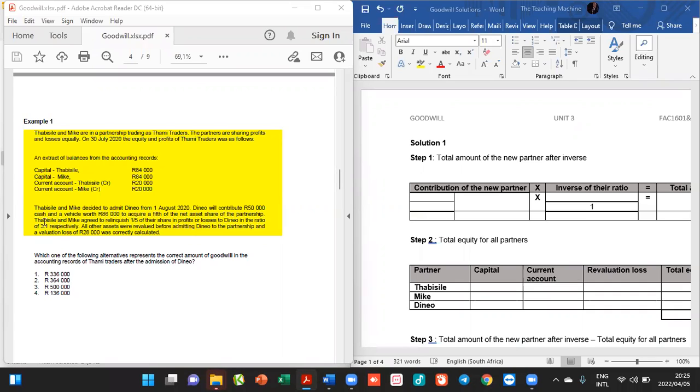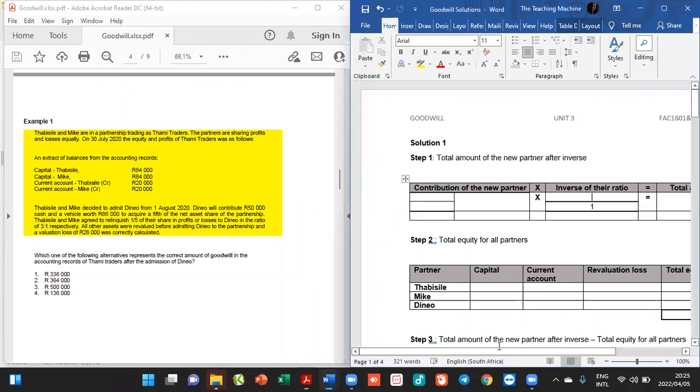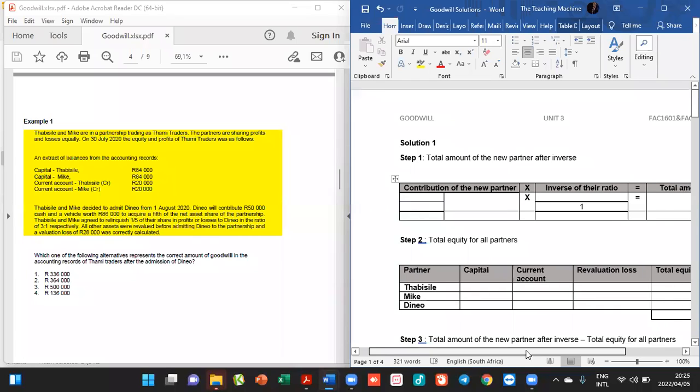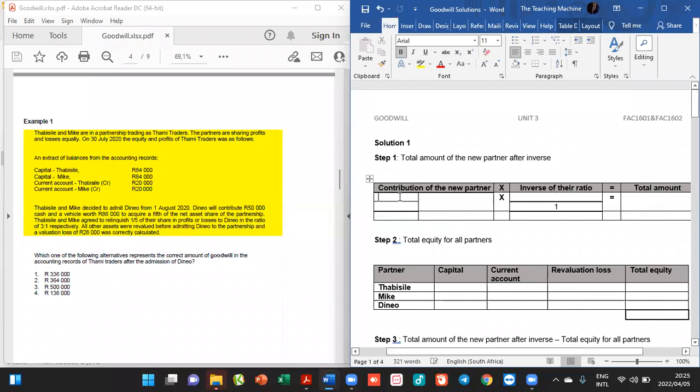Then it says Tapsile and Mike agreed. We do not need this information. And the last one says all other assets were valued before admitting Dinero to the partnership at a valuation loss of 28,000, and it was correctly calculated. So with step number 1, I said the total amount of the new partner after the inverse. So we need to calculate the total amount of the new partner, which is Dinero.